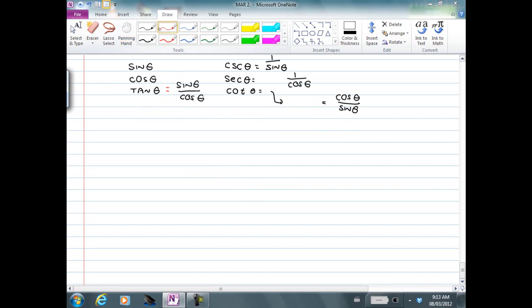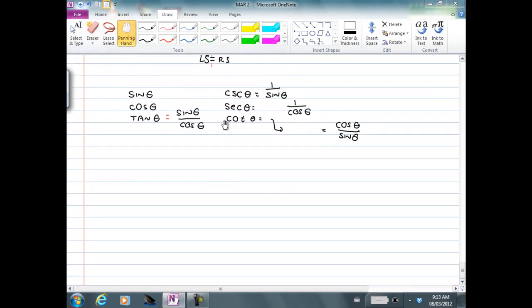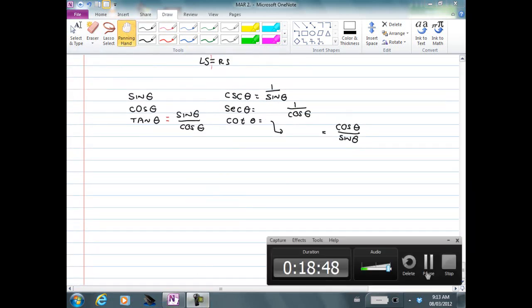Tan is sine over cos. Now the key to doing this, I'm going to give you a few minutes. I want you to burn this in your head, memorize these formulas.